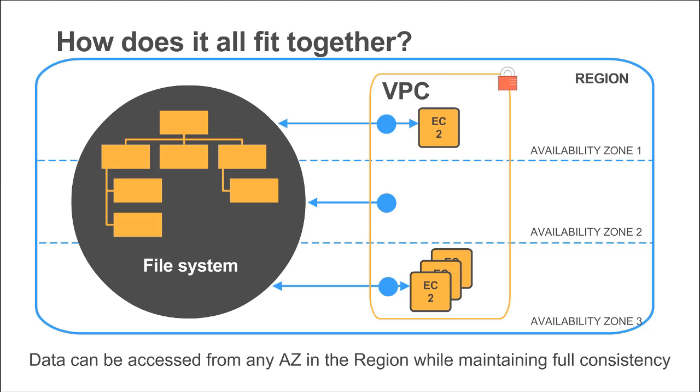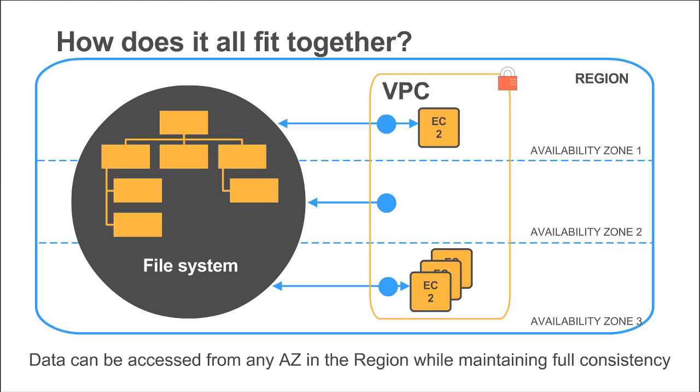So as a summary, how does it all fit together? Well, you have a region, and within the region you have a file system. You access the file system from within your VPC that's in the region. You create mount targets in each of the AZs within your VPC from which you want to access the file system, and then you mount from EC2 instances in each of those AZs using either the IP address of the mount targets or the DNS name.